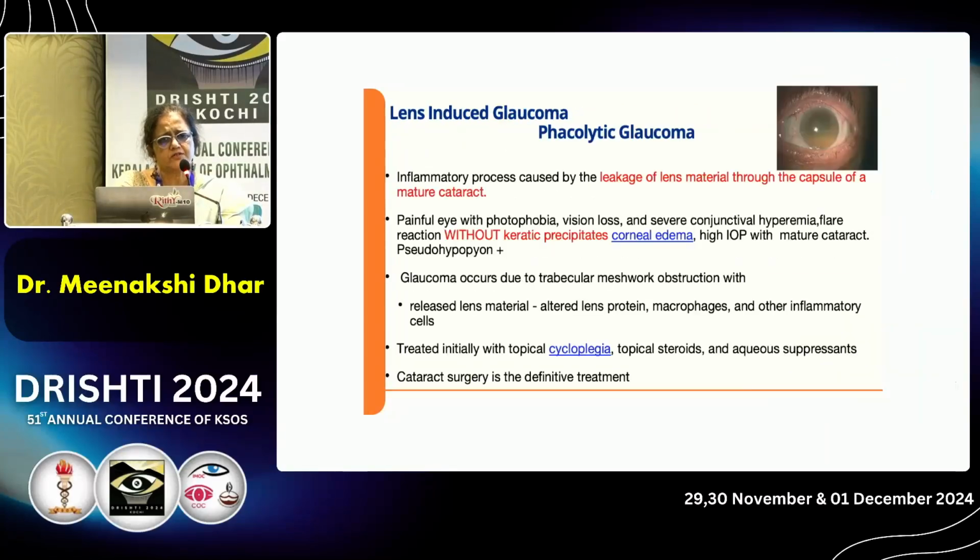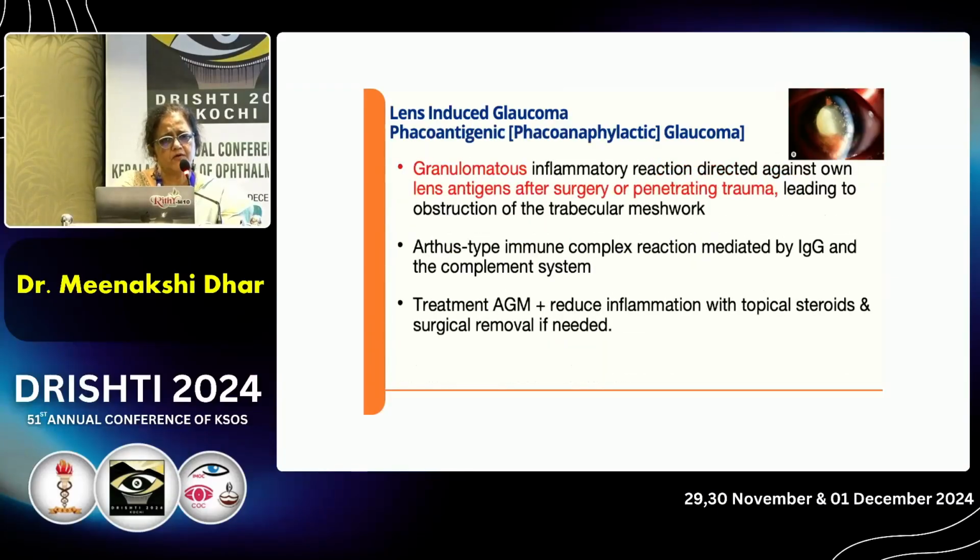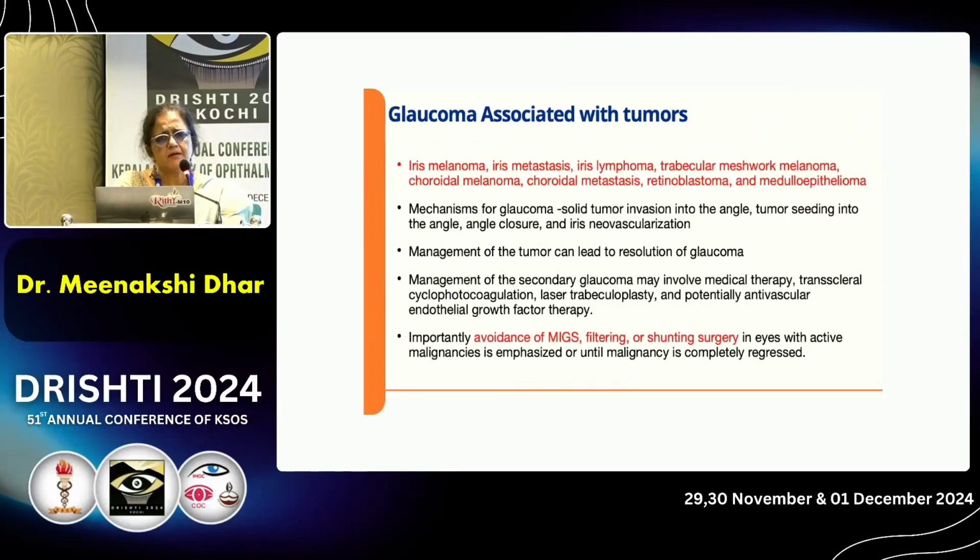Lens-induced glaucoma, all of us know, it could be the phacolytic glaucoma. Apart from controlling the IOP, the lens needs to be removed, or it could be a lens particle glaucoma, or it could be a phacoantigenic glaucoma, which is of the granulomatous type. Glaucomas can be of the open angle type with tumors, and with these tumors, we have to remember that when we are managing them, we should only manage them medically and do any surgical intervention only after the remission of the tumor, when the tumor is treated completely.